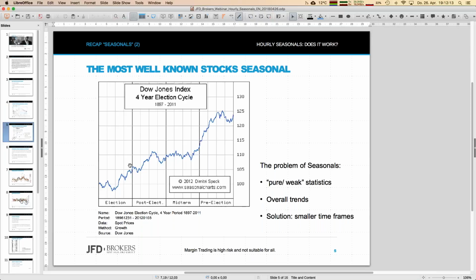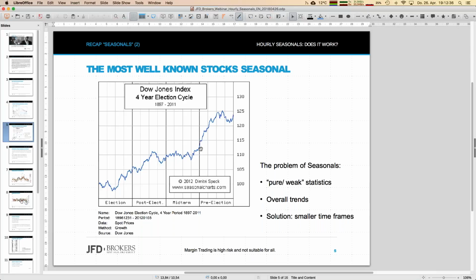So it is a seasonal because something repeats, in this case on a 4 year period. And we can use that as a statistical edge for trading. And that's what we try to achieve. So from now on, I think in 2 years, we should go long for Dow Jones.